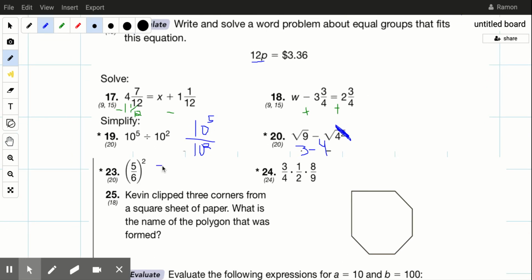5 to the power of 6. 5 divided by 6 squared. So it's just going to be 5/6 times 5/6. And then you go ahead and multiply straight across. Remember that in fractions, we operate on the numerator and the denominator.